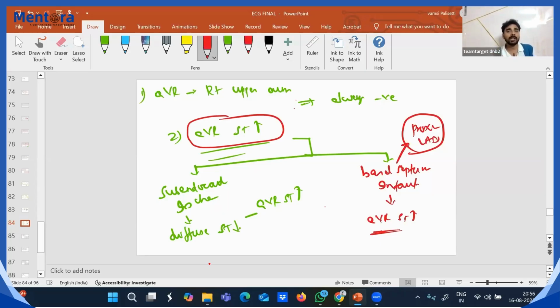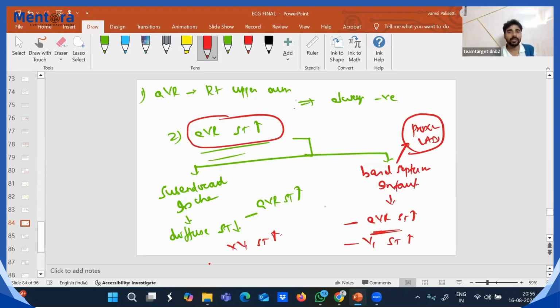And the second cause is that the basal part of the septum is involved. If it is infarcted, then it also shows AVR ST elevation. In this condition, apart from AVR, V1 will have ST elevation. Here there is no V1 ST elevation. Okay. If AVR and V1 ST elevation is there, you think of proximal LAD occlusion, you treat like a STEMI equivalent.